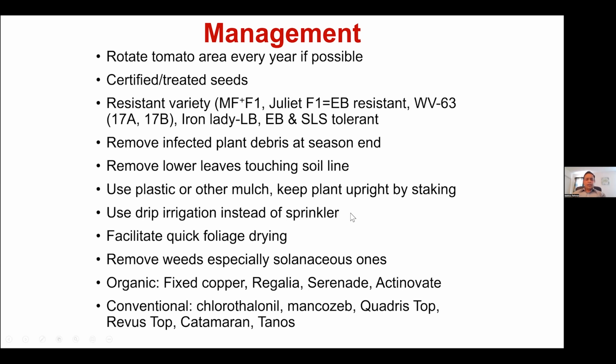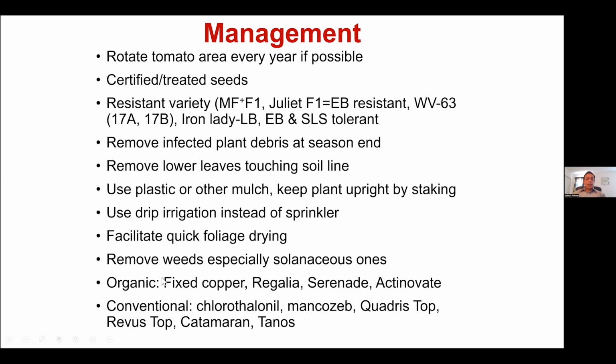Use drip irrigation instead of sprinkler. Once again, I will try to emphasize that it basically facilitates quick foliage drying. Removal of weeds, especially Solanaceous ones. And now, even if you are following all these cultural options, you can still see some problems because during the growing season, we have a conducive environment, with high temperature and high relative humidity.